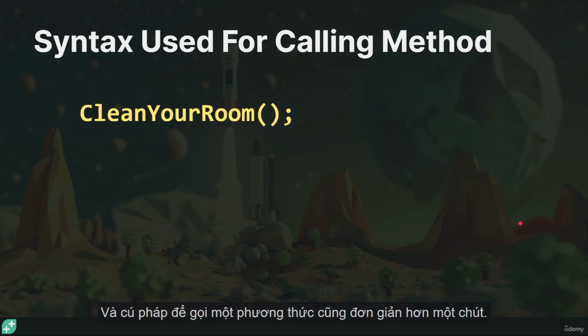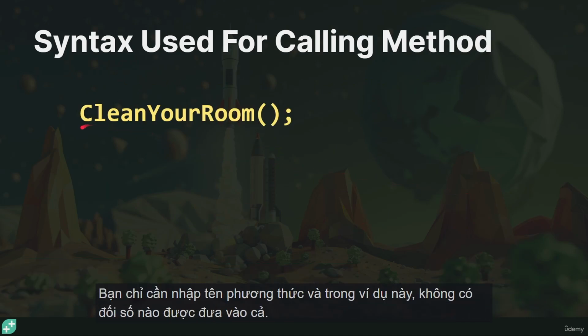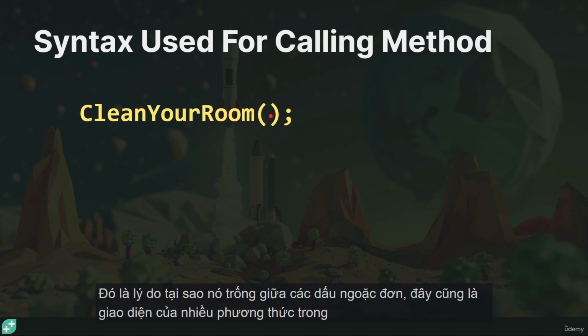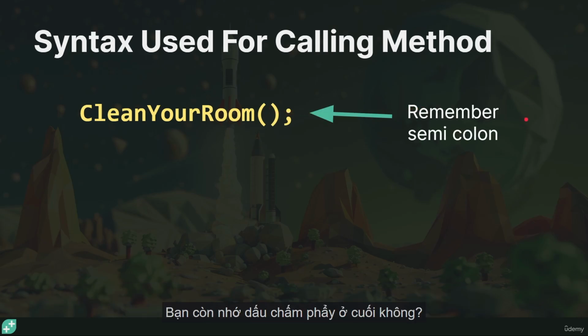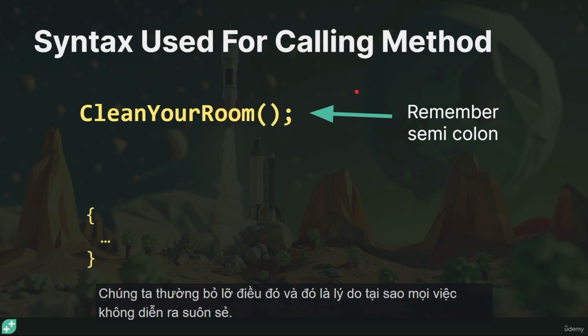And the syntax for calling a method is a little bit simpler. You just type the name of the method. And for this example, there's no arguments to be fed in, so that's why it's empty between our parentheses, which is what a lot of our methods will look like in this project. But if we had any arguments we needed to pass in to satisfy the parameters, we would put them in there. Remember the semicolon on the end, we often miss that, and that's why things don't work.